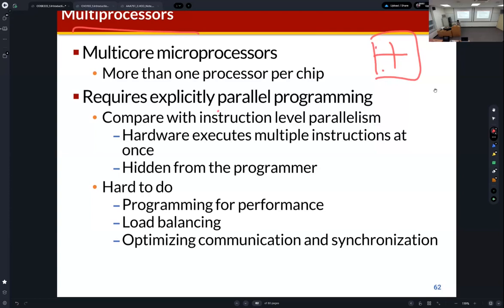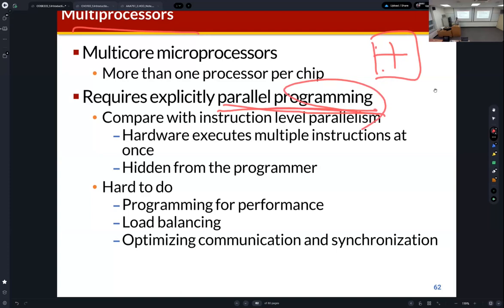Also, to use the parallel multi-core architecture, we require parallel algorithms. We require parallel applications. Okay, which means that we need parallel programming.